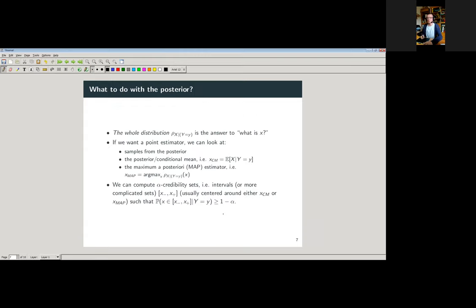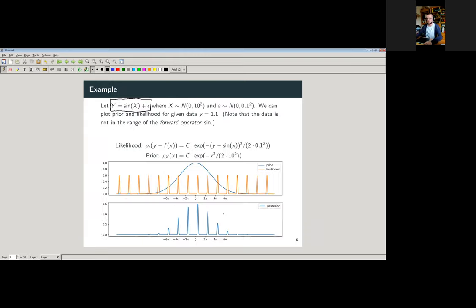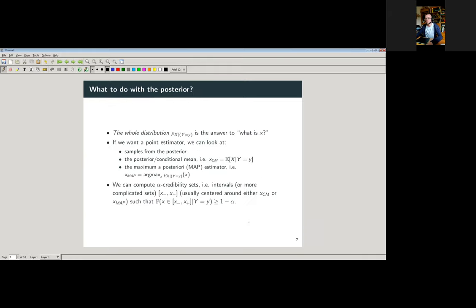And this is our answer to that. So this distribution, the posterior, is rho of x given y is equal to y. That is our answer, but sometimes we want to get something more concrete than just a measure, because a measure is, especially in high dimensions, hard to work with. So there might be a few things that we want to do.